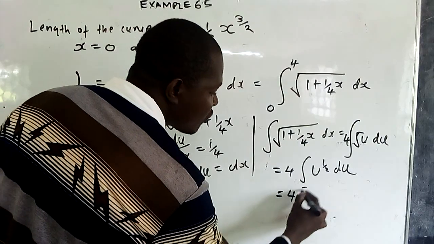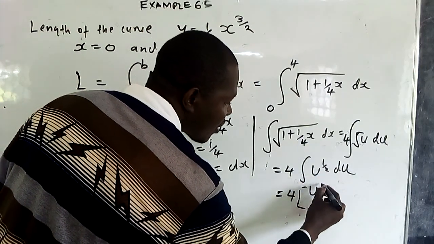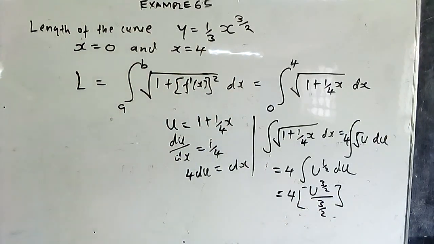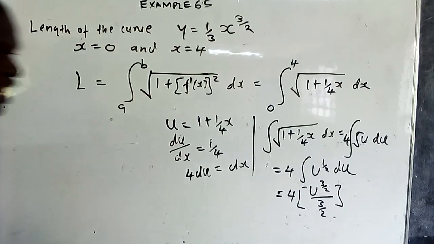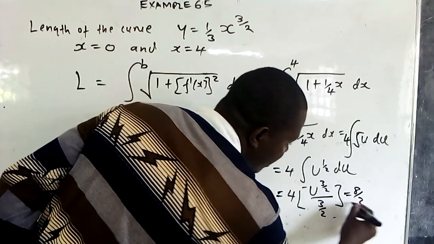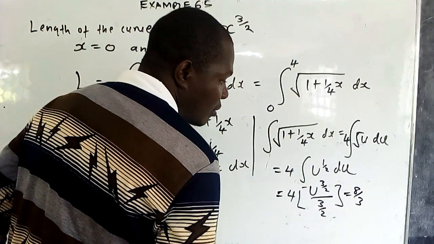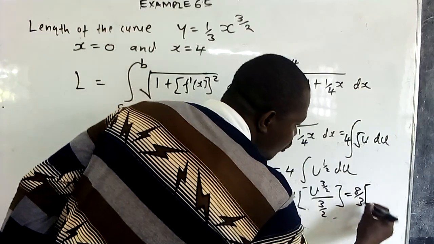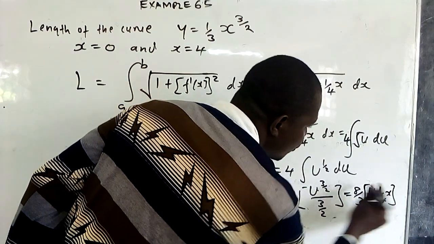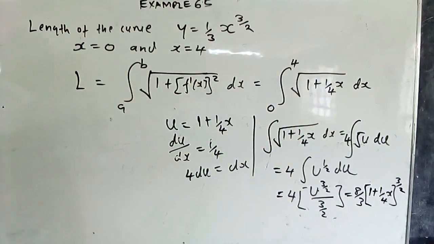So what do you get? 4 into, when you integrate u raised to power half, you add 1 to the power. You get 3 over 2, divided by 3 over 2, isn't it? Then after doing that, you take back your u value. So if you take back the u, I have 4 divided by 3 over 2, you get 8 over 3, isn't it? 8 over 3 into u, but your u is 1 plus a quarter x, and that u is raised to power 3 over 2. Are we together?